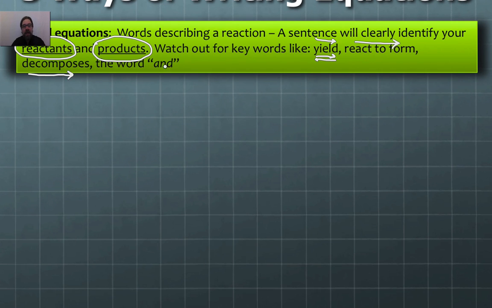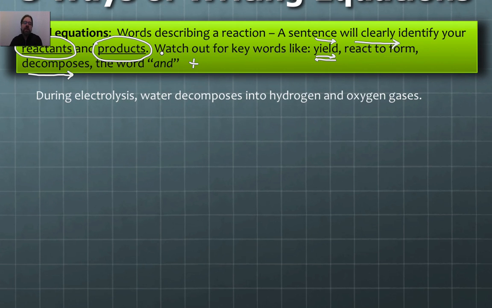The word and in chemistry is going to be represented by the symbol plus. So if you have two chemicals, something and something else, you'd put a plus in between the two of them, either they're reactants or products. So here we have an example. It says, during electrolysis, water decomposes into hydrogen and oxygen gases.